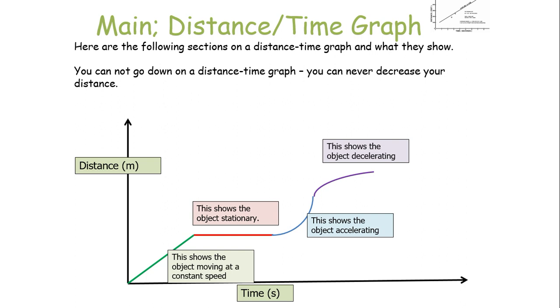So here are the following sections on the distance time graph and what they show. Now just please remember, you cannot go down on a distance time graph. You can never decrease your distance. So a straight line going upwards shows the object moving at a constant speed. A flat line along shows the object stationary. A line curving upwards shows the object accelerating, and a line curving downwards shows the object decelerating.